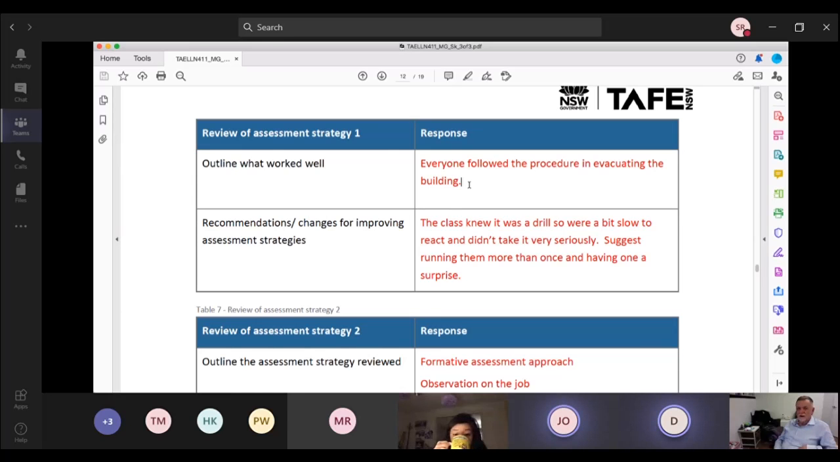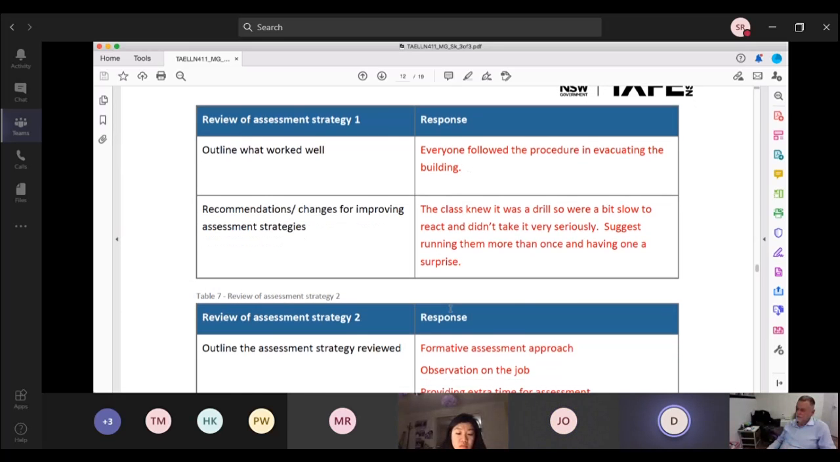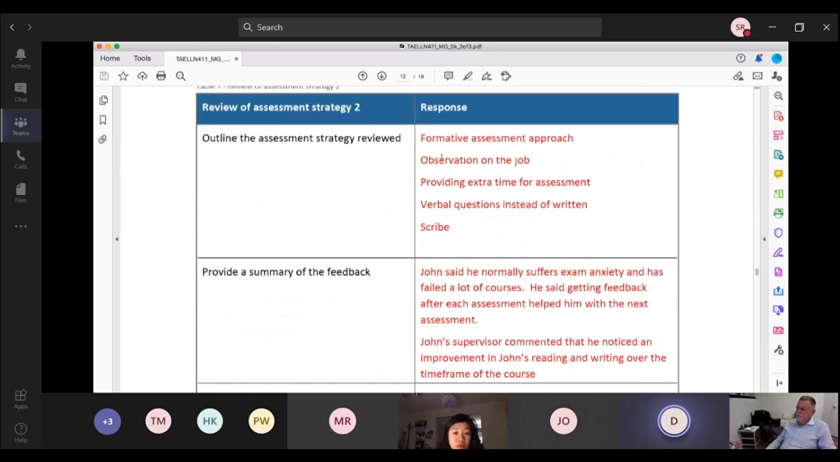What about a scribe, Ben? Are you allowed to ask? Excellent. Yes, a scribe taking notes. Beautiful. And I've got more examples here.